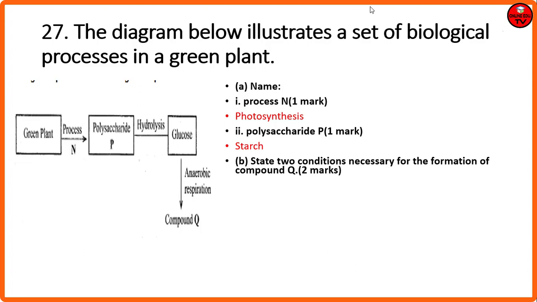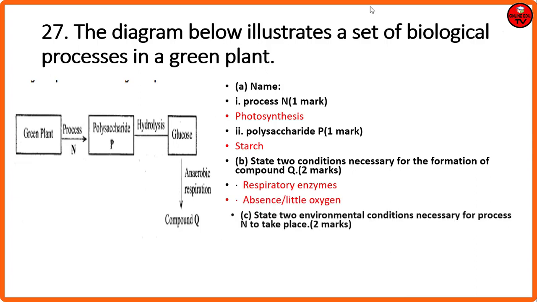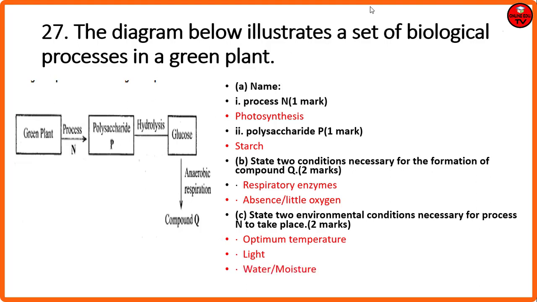State 2 conditions necessary for the formation of compound Q, that is, after anaerobic respiration. 1 is respiratory enzymes. 2 is absence or little oxygen. And then state 2 environmental conditions necessary for process N to take place. That is photosynthesis. Number 1, optimum temperature, light, water, and moisture. And also we need to have carbon dioxide.